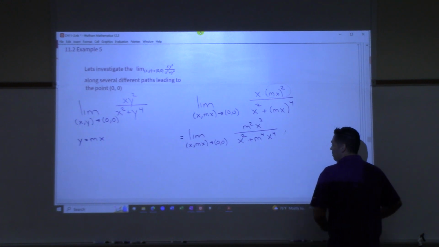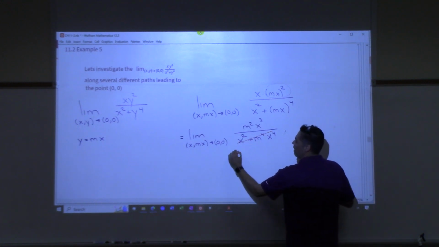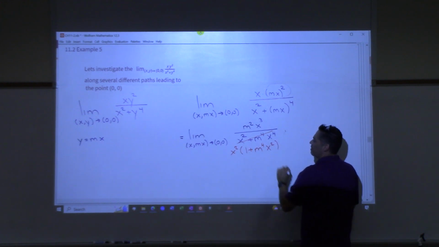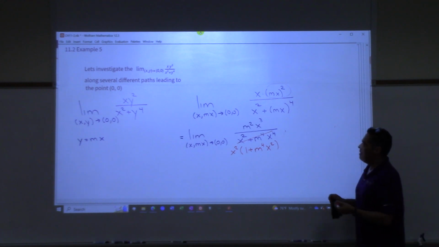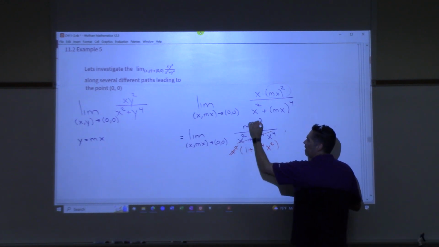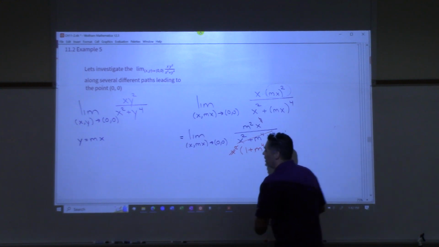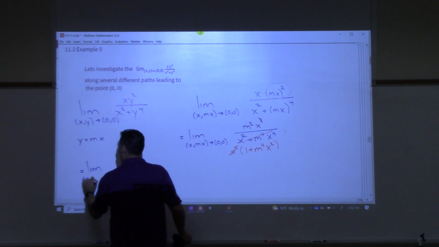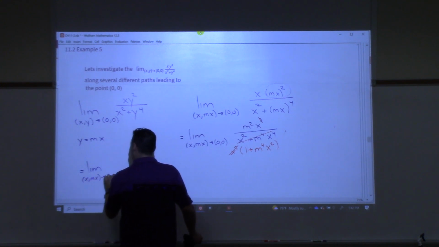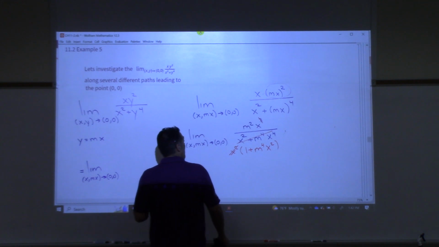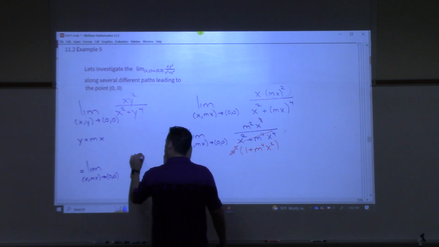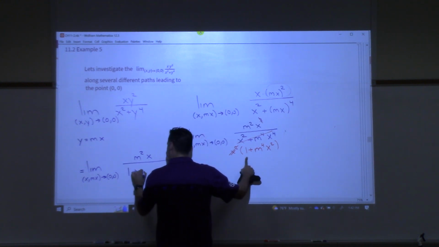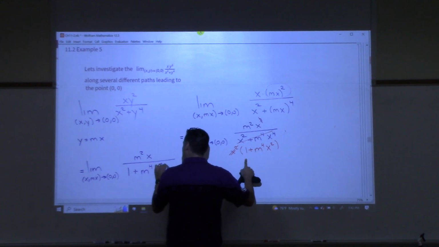I'll do it in different colors. So basically what I'm doing is I'm pulling an x squared out of the bottom. I get 1 plus m to the 4th x squared, right? That's what the bottom would become. And then when I reduce this and that, I will get this new limit. I'm going to rewrite it so we all see it. Limit, we're letting x, mx approach 0, 0. And on top we have still m squared x. And on the bottom we now have 1 plus m to the 4th x squared.